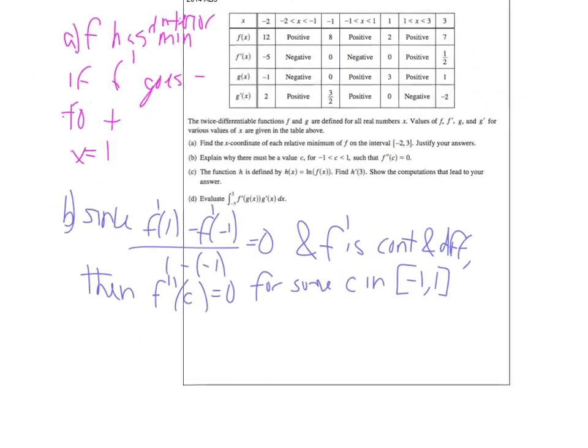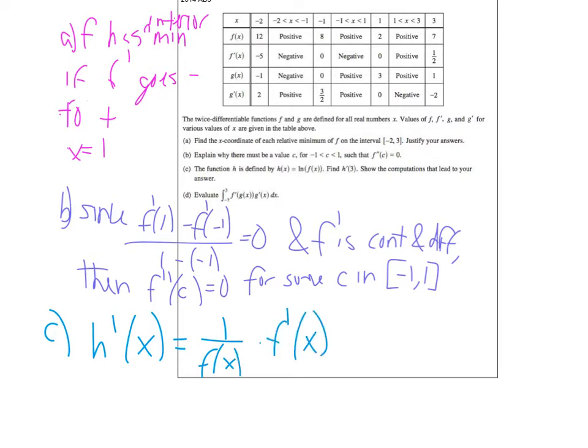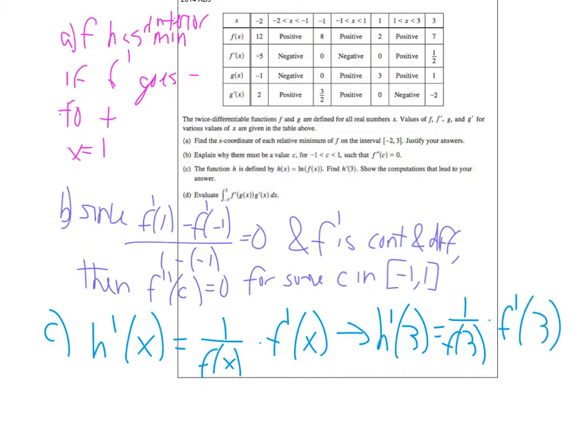Part C. The function h is defined. Okay, so h, part C. Natural log of f of x. Find h prime of 3. So h prime of x is going to be 1 over the stuff times the derivative of the stuff. So h prime of 3 is going to be 1 over f of 3 times f prime of 3. F of 3 is 7. F prime of 3 is 1/2. So 1/14, or I could just leave it as 1/7 times 1/2.